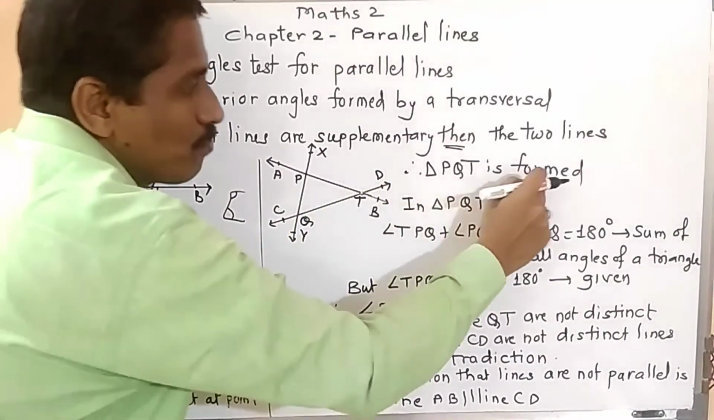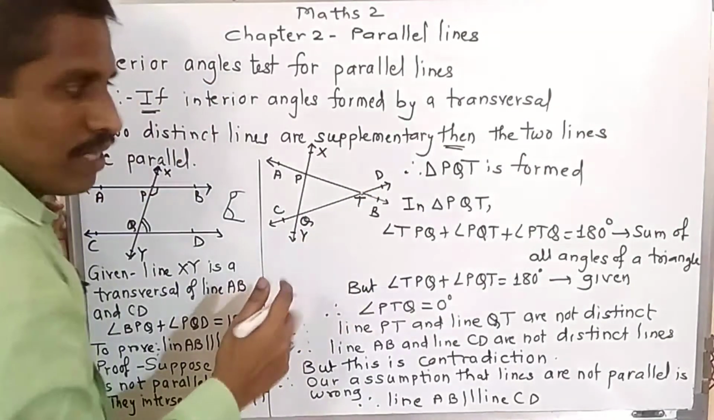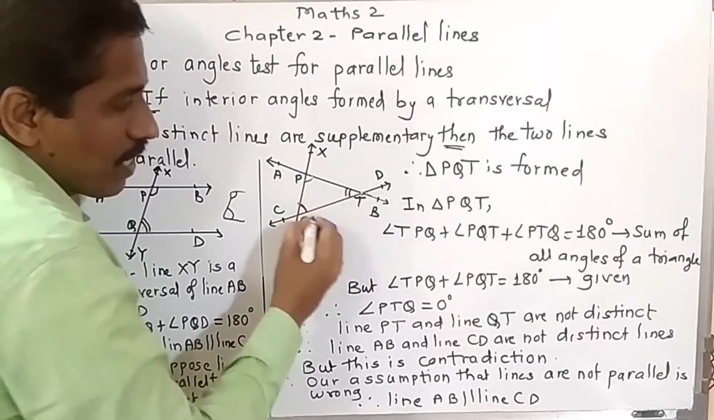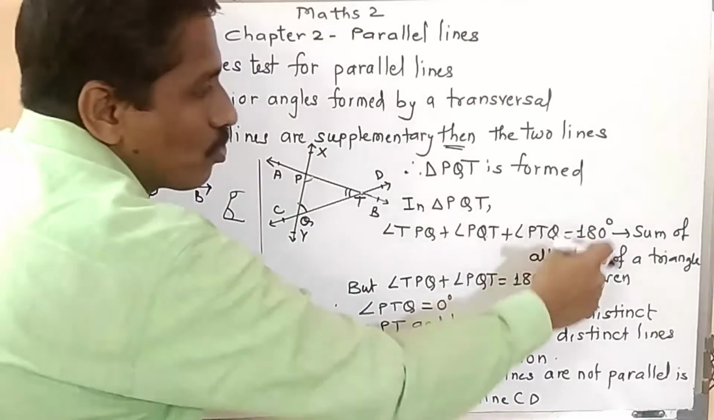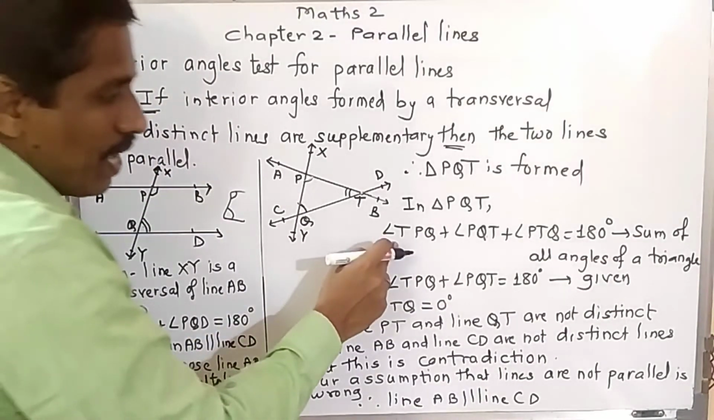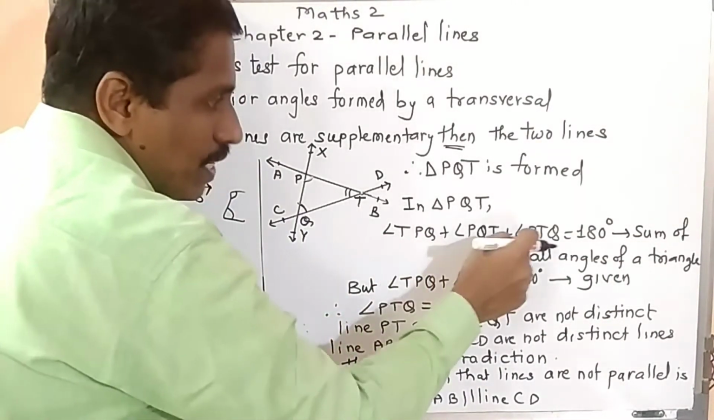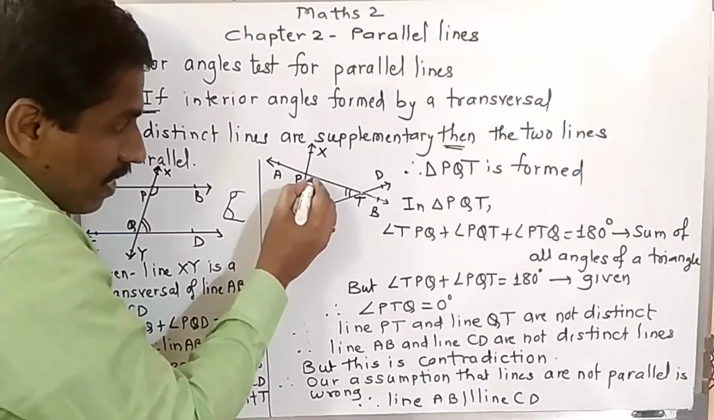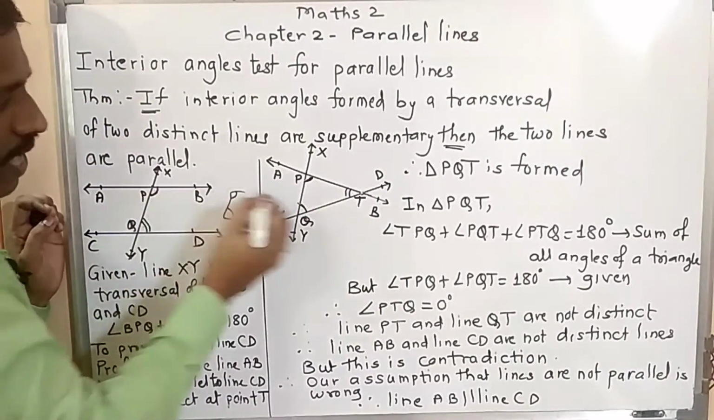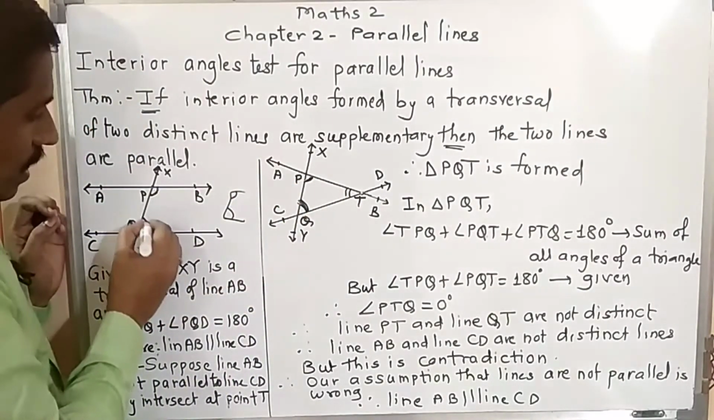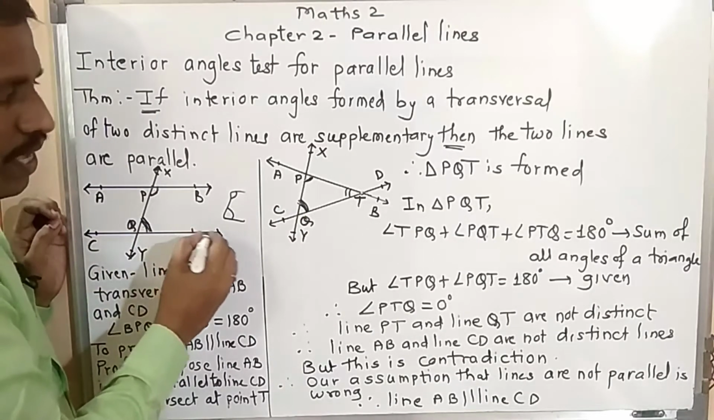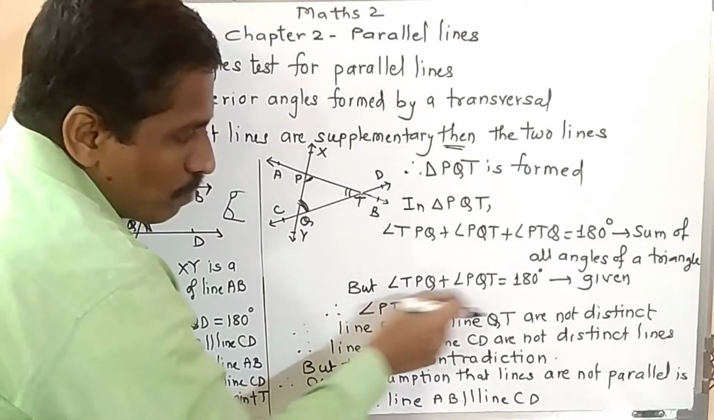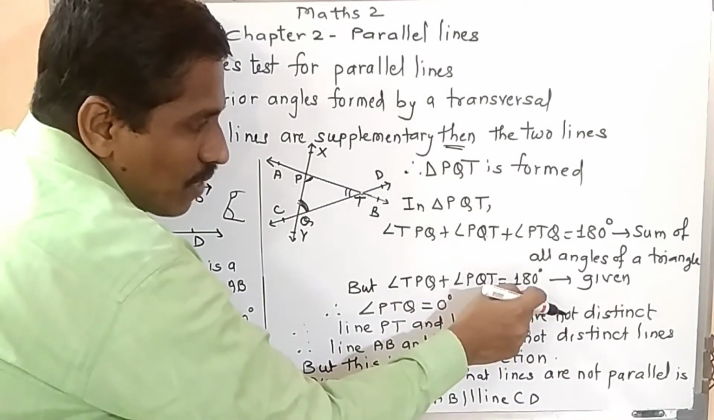So triangle PQT is formed, and we know that in triangle PQT, this angle plus this angle plus this angle is 180 degrees. That is, the sum of measures of all angles of a triangle is 180 degrees. Angle TPQ plus angle PQT plus angle PTQ is equal to 180 degrees. But this angle is nothing but this angle, and this angle is nothing but this angle PQD, and we know that their sum is 180 degrees. So angle TPQ plus angle PQT, the sum is given as 180 degrees.